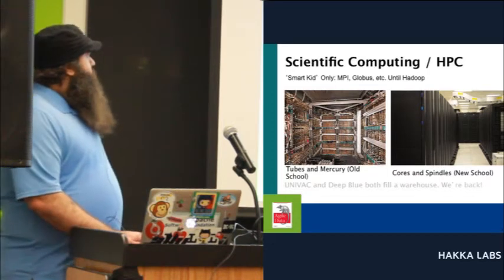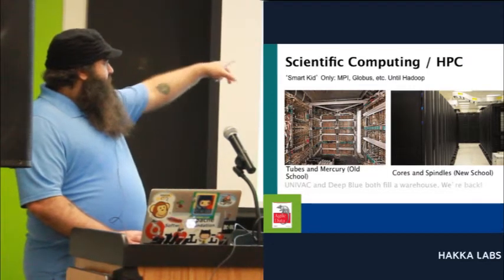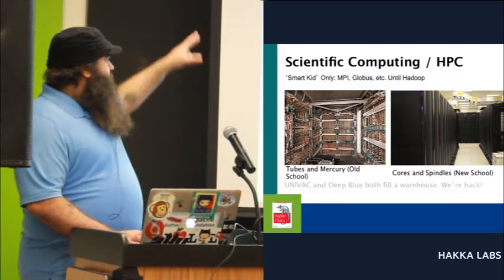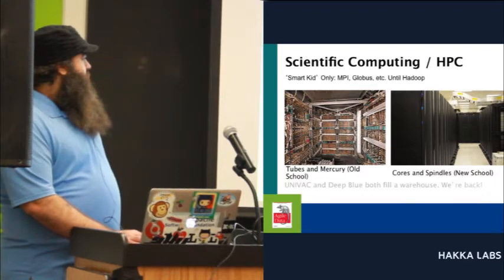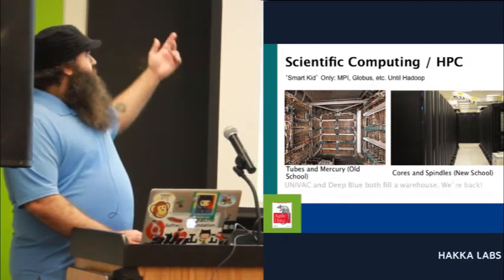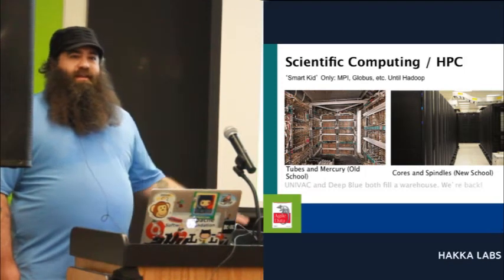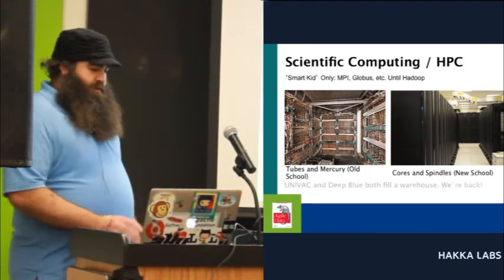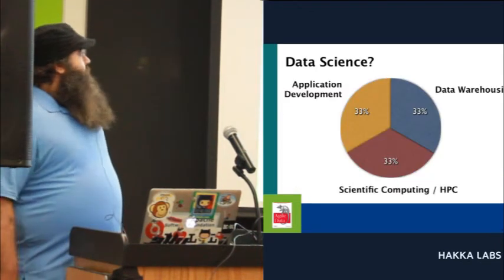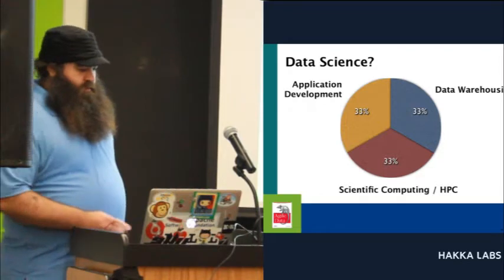And then you've got high performance computing or scientific computing. That's UNIVAC and that's Deep Blue. They sort of have similar architectures and look the same. They're both warehouse scale machines, just of different eras. This is MPI, Globus, smart-kid-only technologies. I tried to use them in college, and I couldn't figure them out. Word count was really hard. And so you might define data science as the intersection of these three fields.